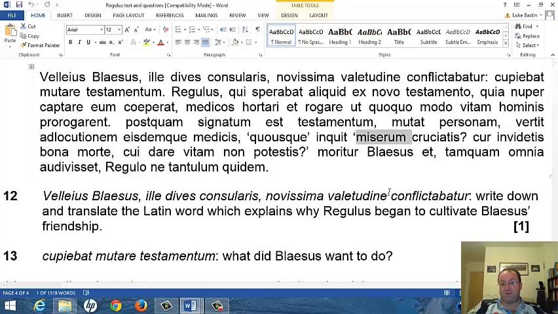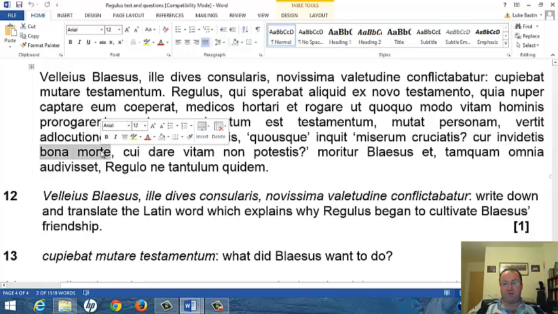He's just been trying to persuade them to prolong his life. Now he's saying, I've got some money here, you can kill him. Okay, so why are you torturing the wretched man? Cur invidatis bona morte. So why, invidatis, are you begrudging him? Why are you preventing him from having a bona morte, a good death?